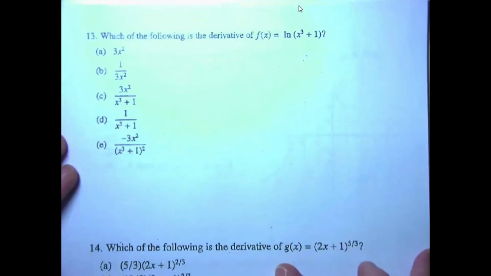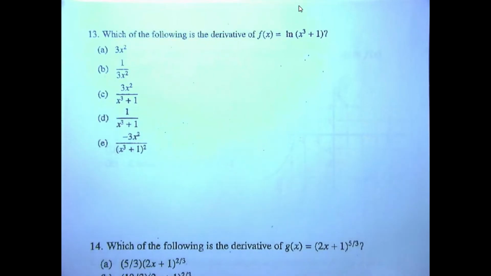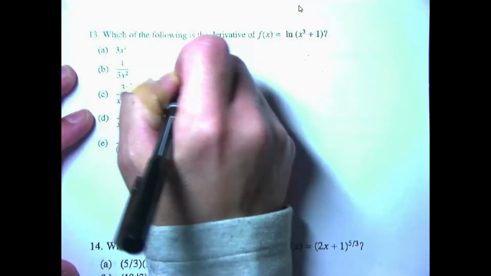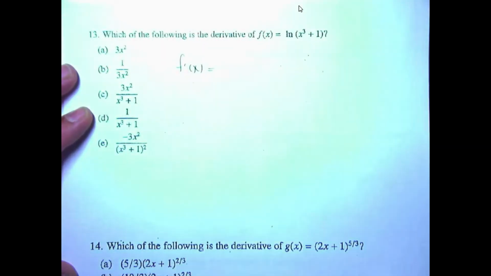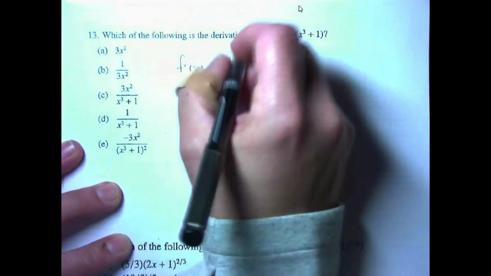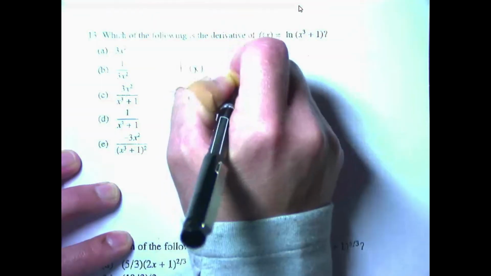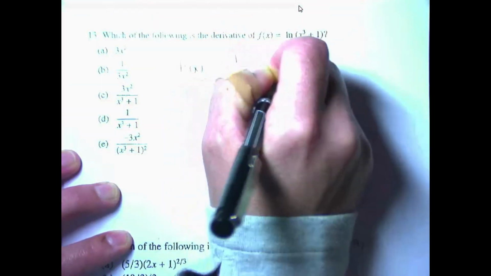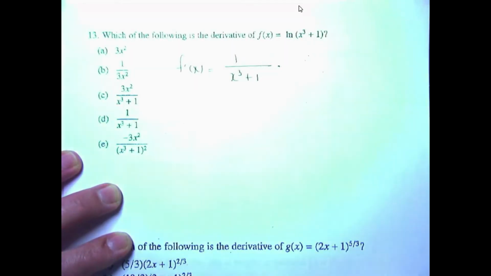Number 13 says, which of the following is the derivative of the natural log of x cubed plus 1? All right, so again, we remember that the derivative of the natural log of x is equal to 1 over x. So the derivative of natural log of a function is going to be 1 over that function times the derivative of that function. So in this case, 1 over x cubed plus 1 times, so this is derivative of the outside, times derivative of the inside.